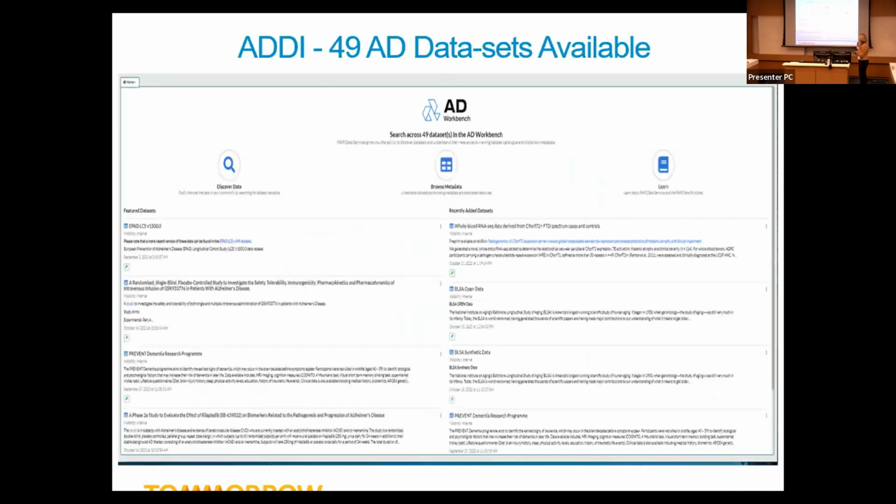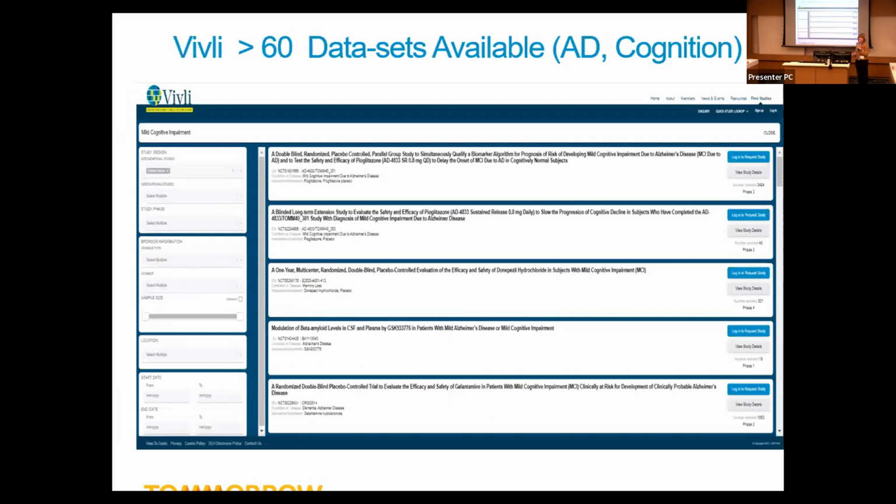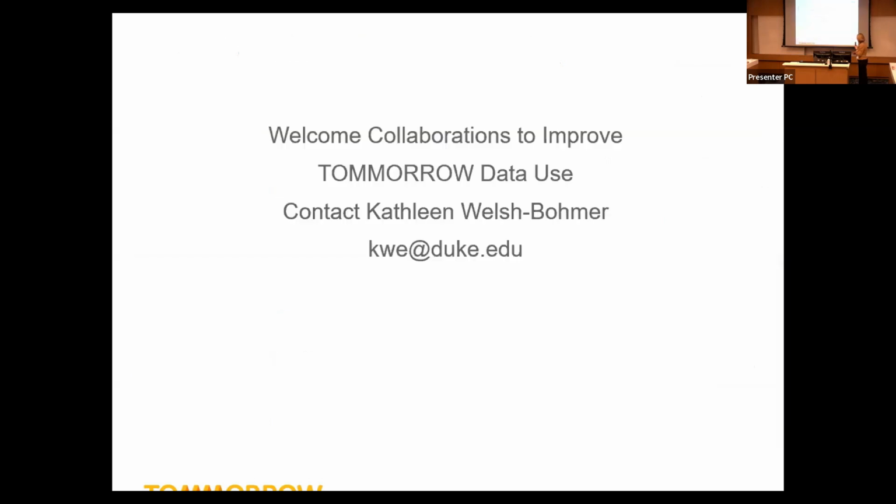We're working to enhance this right now. I won't go through that, but here you can see that on the ADDI workbench, if you were just to Google that and look at it, there are 49 AD data sets that are there. This is established through the Gates Group and the National Philanthropic Trust. Again, data sets like EPAD, PREVENT, and a lot of other data sets are there that would allow you to combine data and look for signals. And then, of course, we have over 60 data sets on the Vivli platform that are Alzheimer's disease data sets, as Rebecca pointed out.